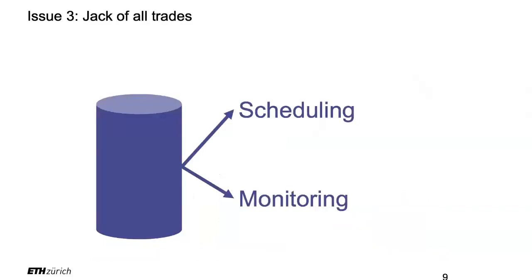Issue number 3, I kind of already told you, but basically we have too much in the job tracker. It's the expression jack of all trades, master of none. It basically both schedules and monitors, and we would like to actually separate them. It would be nice if we could have separate responsibilities for the scheduling and for the monitoring of the job, right?